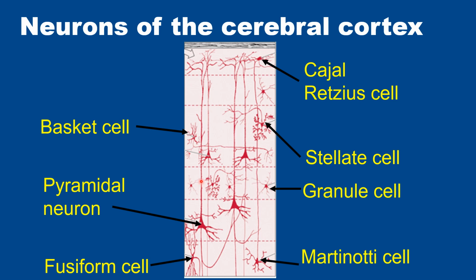The types of neurons present in the cerebral cortex are the giant pyramidal neurons or the Betz cells, the granule cells, the stellate cells, the fusiform cells, the cells of Martinotti, and the Cajal-Retzius cells. The dendrites of the pyramidal neurons and the other neurons project towards the superficial layer, whereas the axons go downwards and form the white fibers of the cerebral cortex.